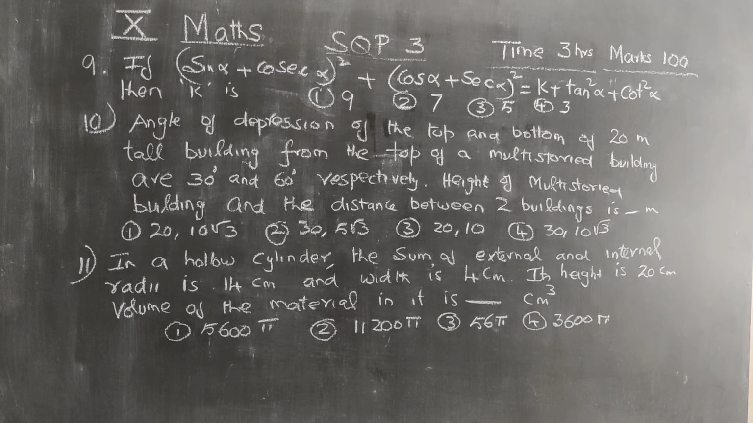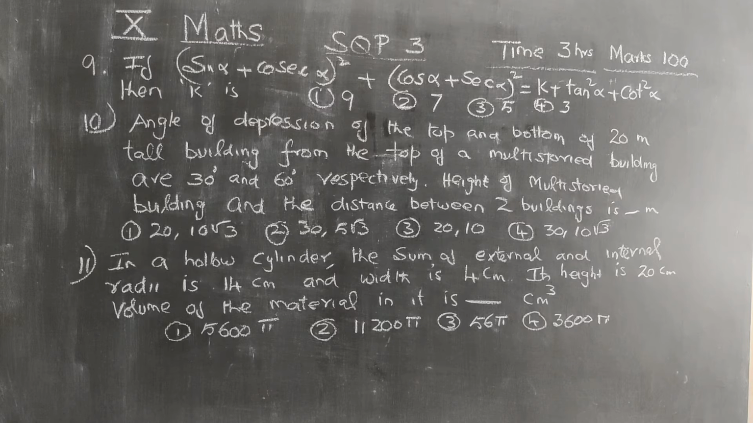Question number 9, (sin alpha plus cosecant alpha) the whole square plus (cos alpha plus secant alpha) the whole square equal to k plus tan square alpha plus cot square alpha. Then k is. Question number 10, angle of depression of the top and bottom of a 20-meter tall building from the top of a multi-storied building are 30 degrees and 60 degrees respectively. Height of multi-story building and the distance between two buildings is.